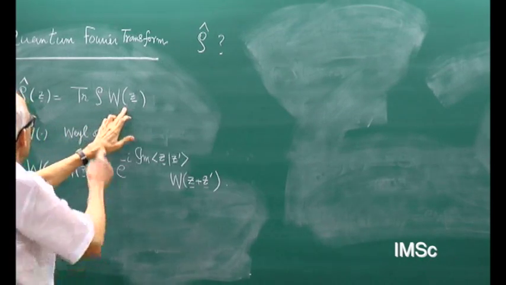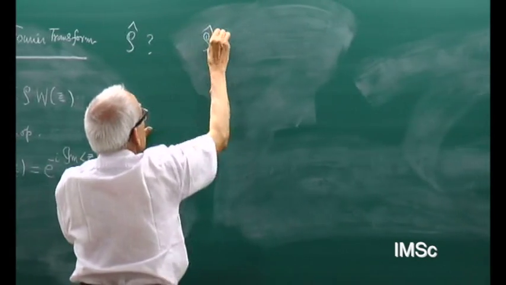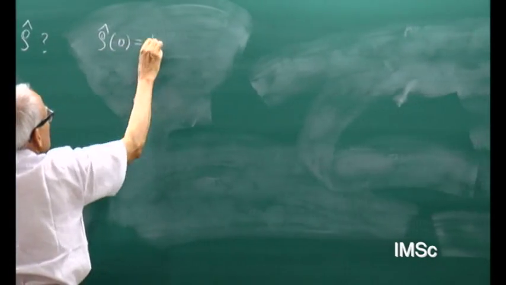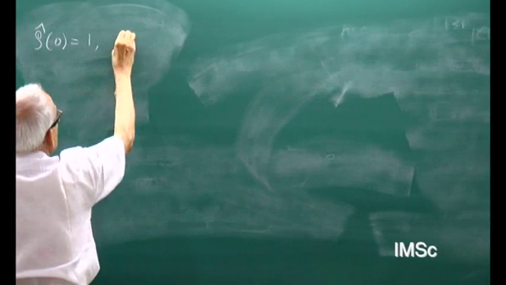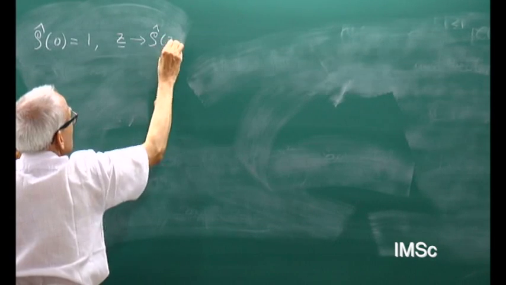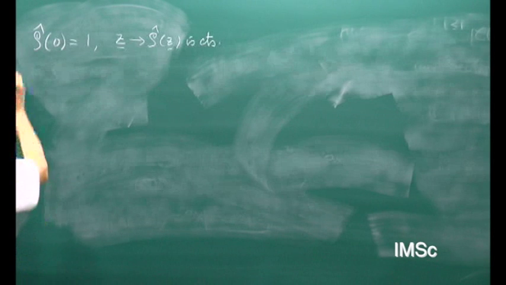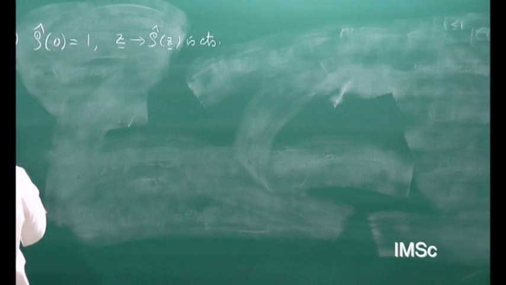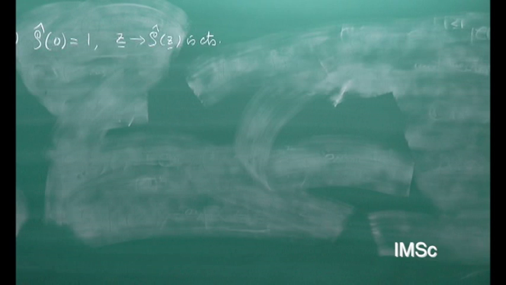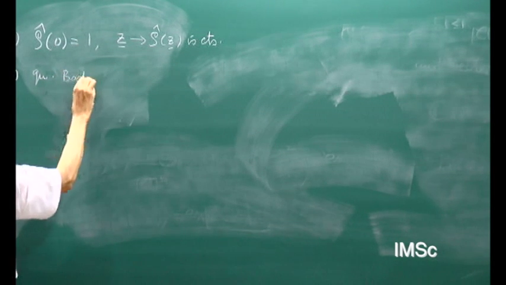This map, note that rho hat at z = 0 equals 1, z to rho hat z is continuous in Cn, and it has a positivity property, what is called the quantum Bochner positivity property.